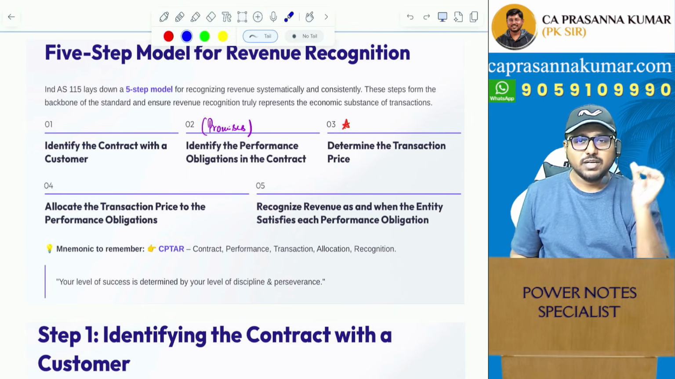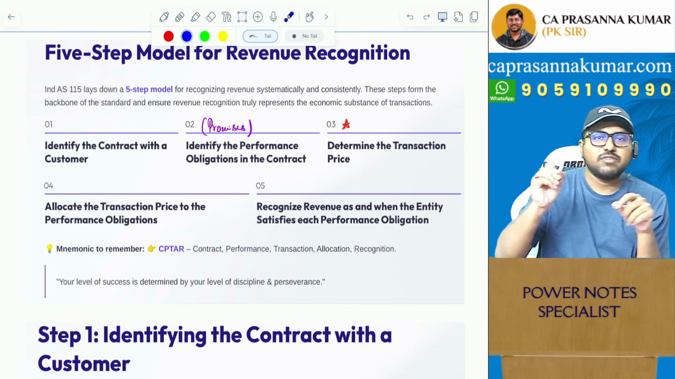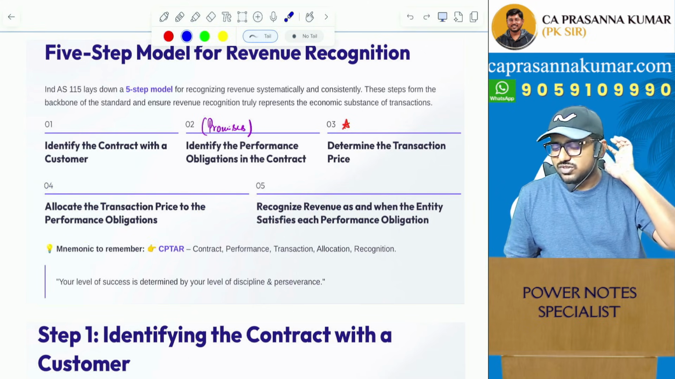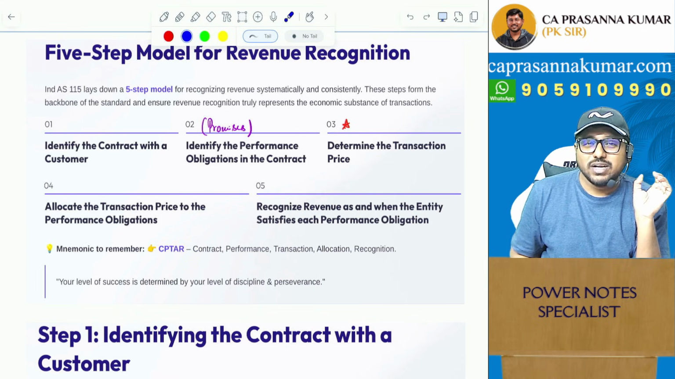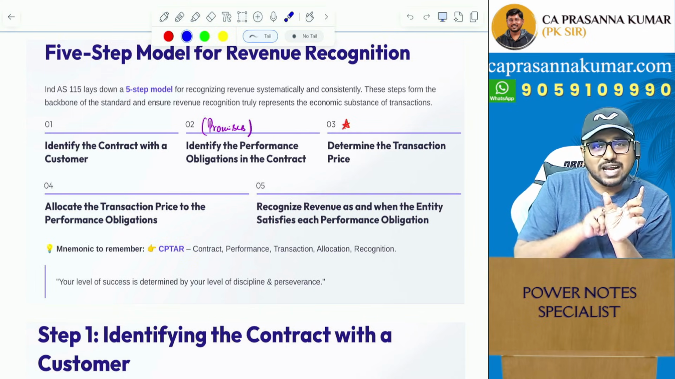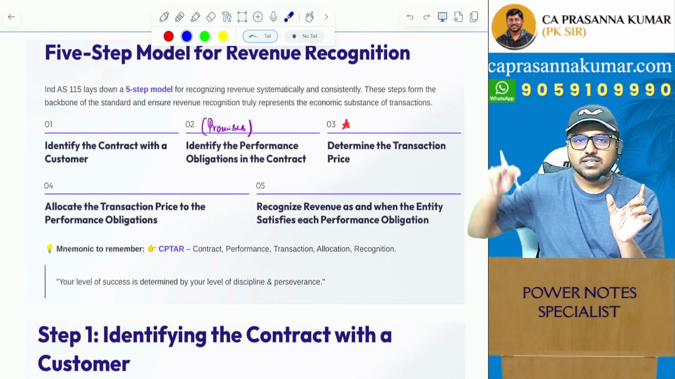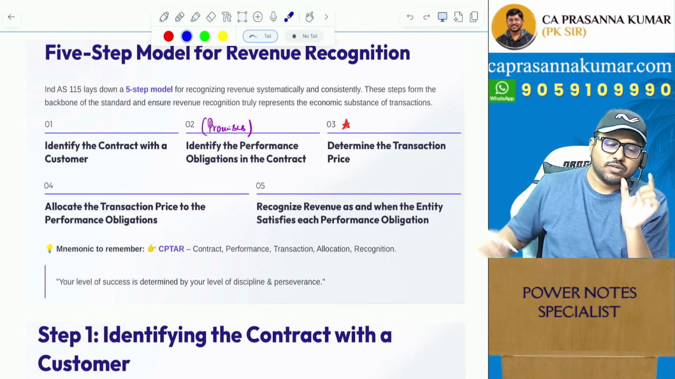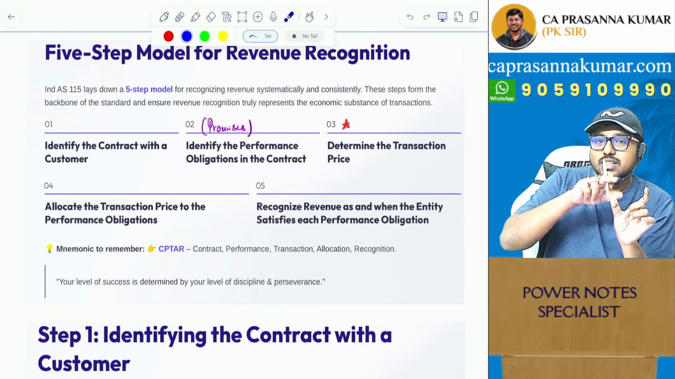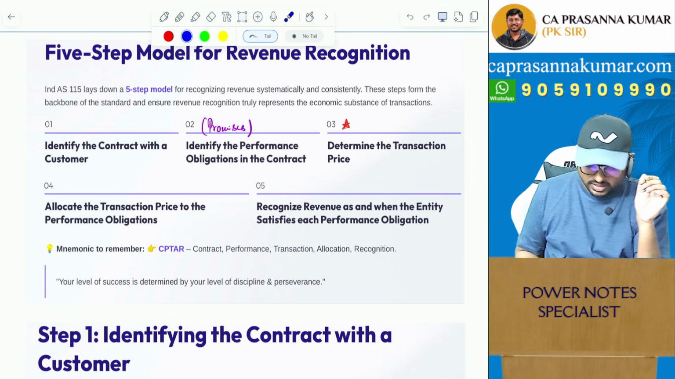So again, I repeat, just now you have told, sir, that once transfer of control did happen, then you have to recognize the revenue. Now you are talking about linking PO with the transaction price. The point is, once a performance obligation is satisfied, automatically transfer of control did happen, which means revenue will be recognized. So the first step is the performance obligation getting satisfied. If this is satisfied, then transfer of control did happen. If this happened, then revenue has to be recognized, which we'll be doing in step 5.